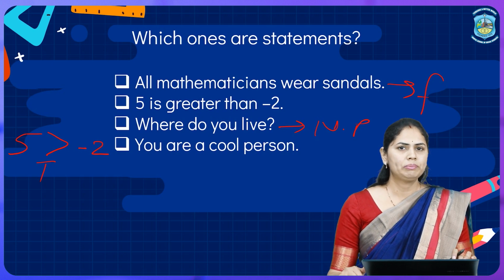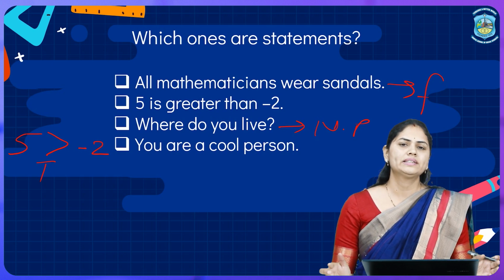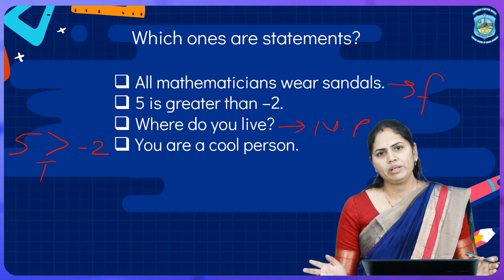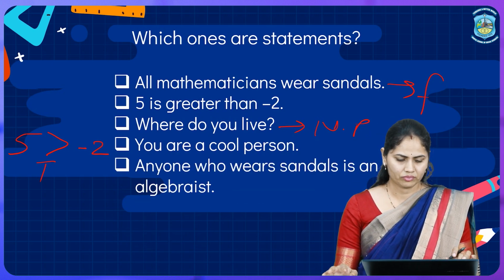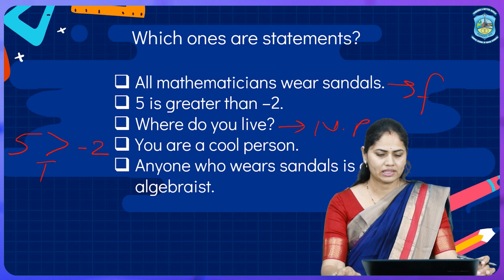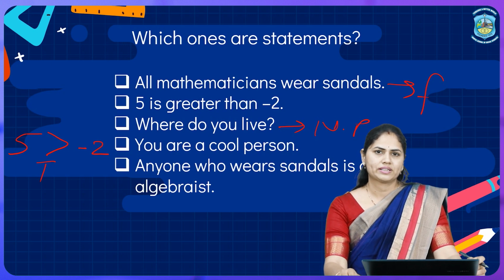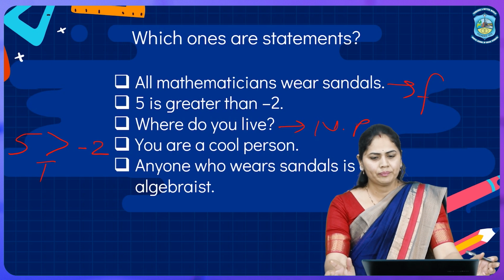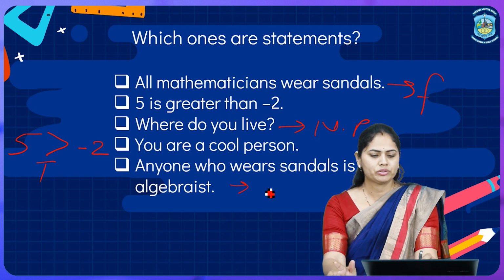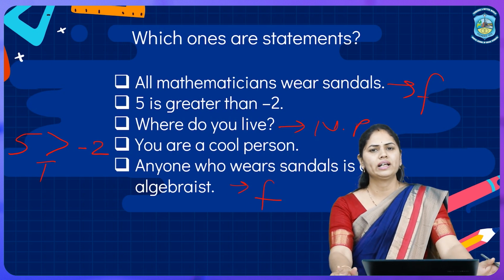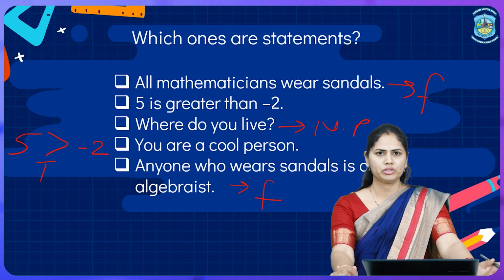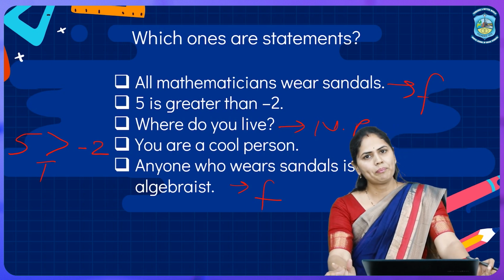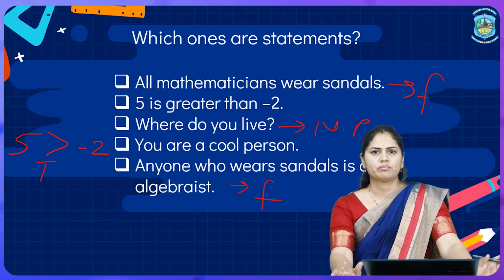You are a cool person. Again, it is a declarative statement, its value can be either true or false. Anyone who wears sandals is an algebraist. Its value is also false. So, it is a proposition. I think it's clear now how you will identify the proposition. A statement which is declarative is called a proposition or a statement.